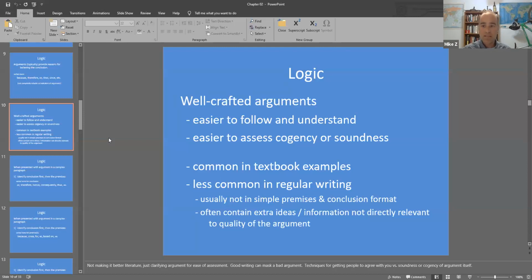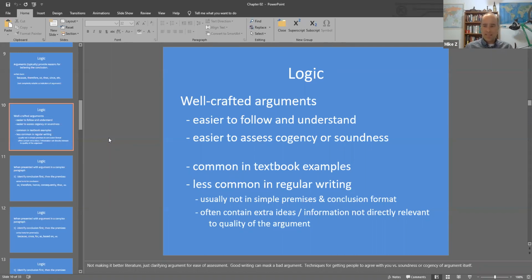And so those kinds of well-crafted arguments are what we see in textbooks. We had an example in a previous presentation: all humans are mortal, Socrates is human, therefore Socrates is mortal. That's a well-crafted, straightforward argument. We know exactly what the premises are, we know exactly what the conclusion is, and we can assess exactly how well those premises support that conclusion.